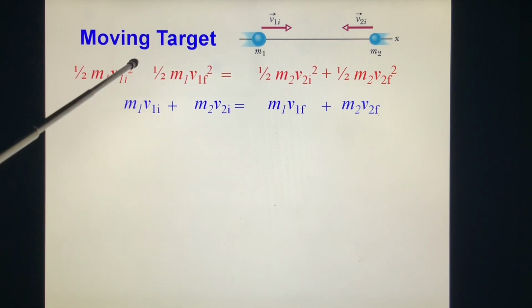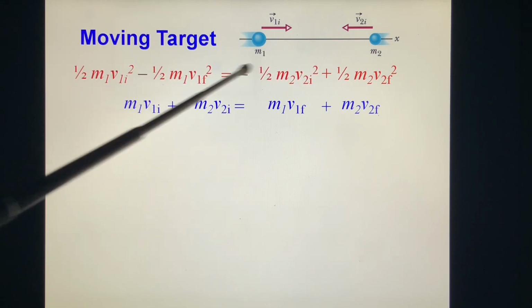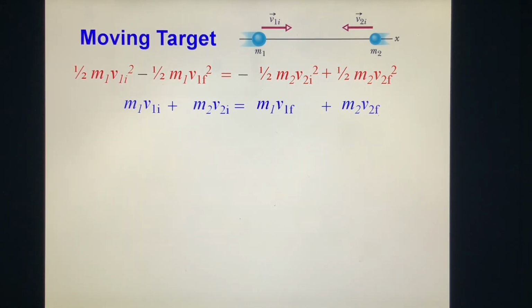We changed the equation because of the minus. This is m1, m1; this is m2, m2. Same thing: this is m1, m1; this is m2, m2. We take this out.